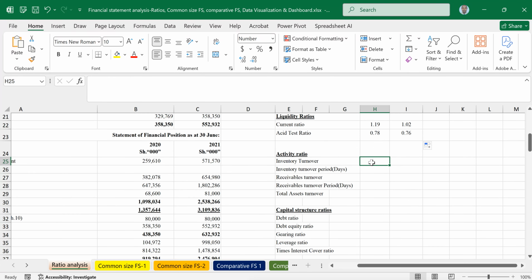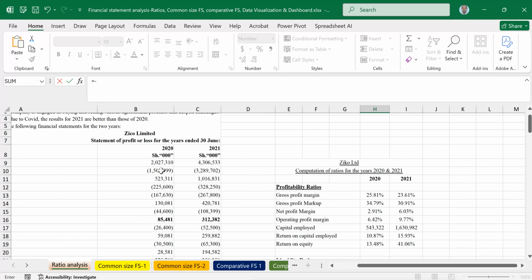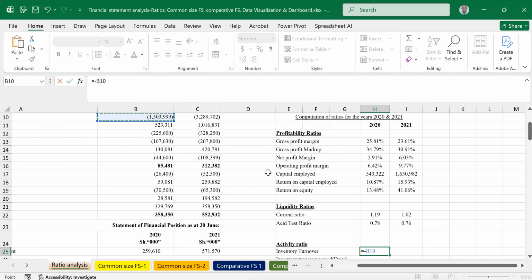We want now to move to activity ratio. Under activity ratios, we start with inventory turnover. So inventory turnover will be equal sign, cost of sales. So equal sign then negative, then take the cost of sales. You negate it to cancel the other negative on cost of sales.